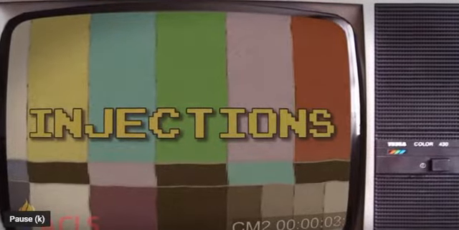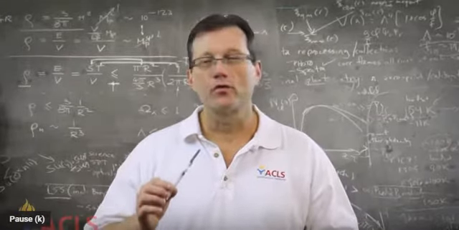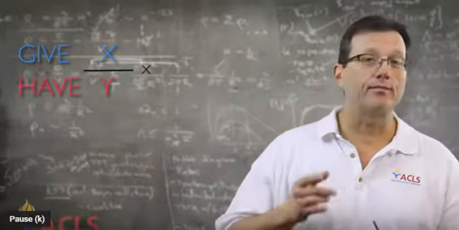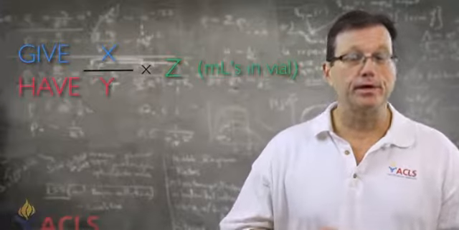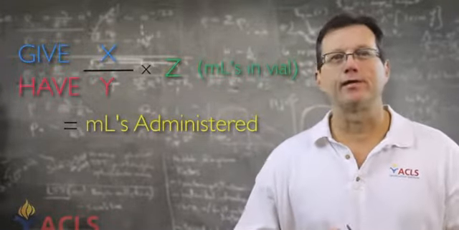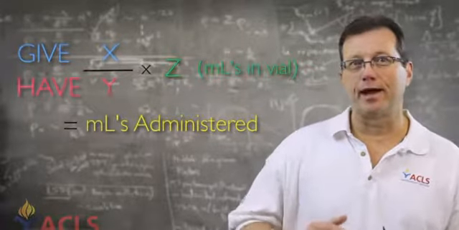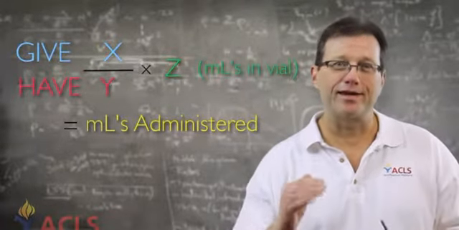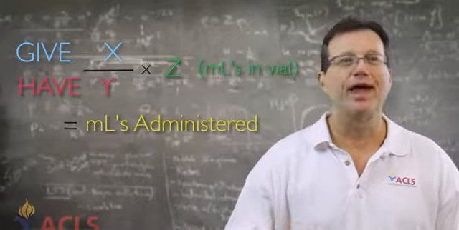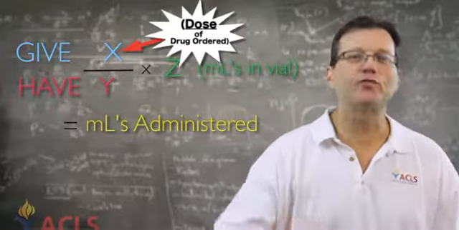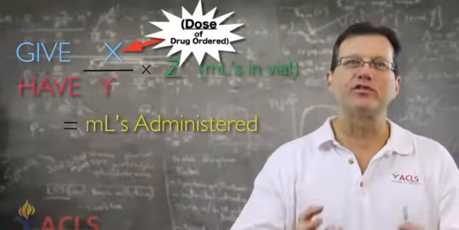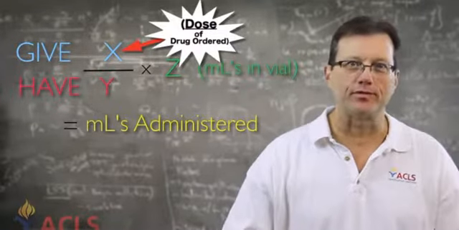For simple injectables, for one-time shots, remember the formula: give divided by have times cc's in the vial equals cc's administered. Well, let's break that down a little bit. Give divided by have. Give. I'm talking about how much drug do I want to administer to that patient. And that's the dose. The dose is how much drug we're giving the patient. Not how many cc's, but how much drug are we administering to the patient.